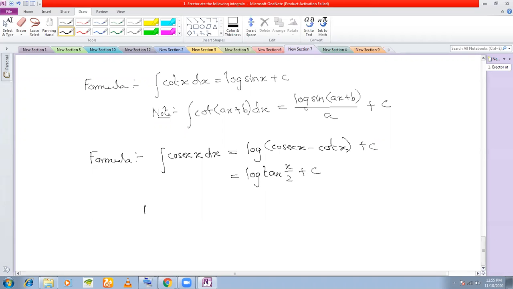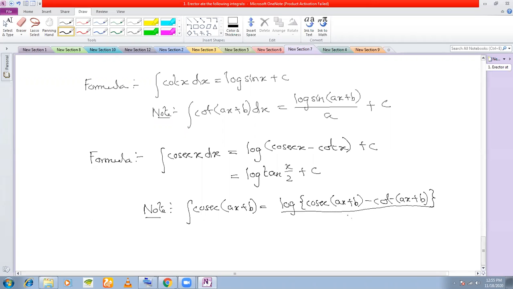Now before showing you both, what you must remember is that if you have integral cosec(ax plus b), then what will you do? You will write this as log(cosec(ax plus b) minus cot(ax plus b)) whole divided by the derivative of ax plus b. And what is the derivative of ax plus b? It is a.